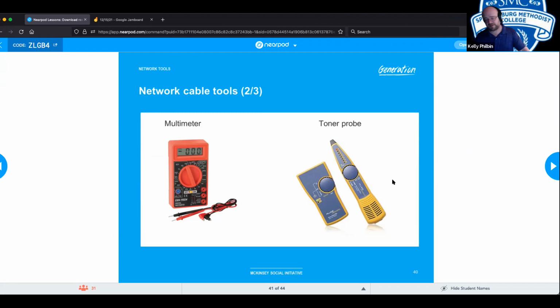Does anybody remember what the other name for a toner probe is? What is the other thing it's called? Fox and Hound. Fox and Hound. Very good.